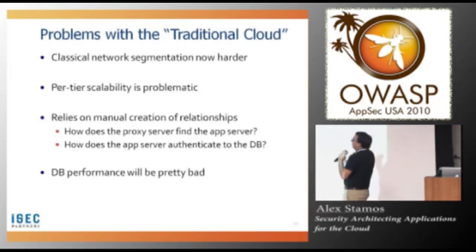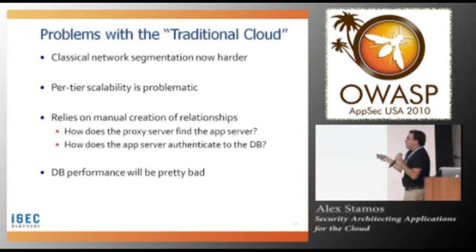And you end up with the same problem in the traditional cloud architecture. Like I said, it relies on the manual creation of relationships, and honestly, your DB performance is going to be pretty bad. The biggest complaint we hear from people that move up into the cloud is, oh my God, my SQL is so slow now, right? Anybody know why? Why shouldn't you run MySQL at Amazon?